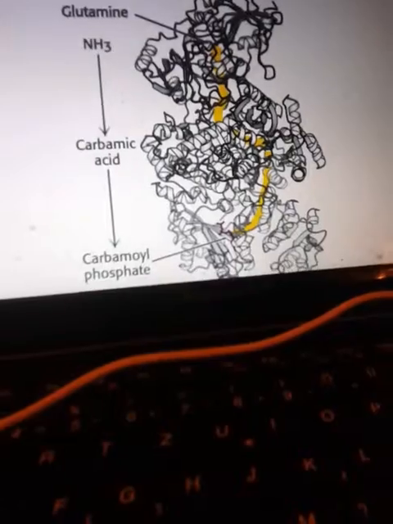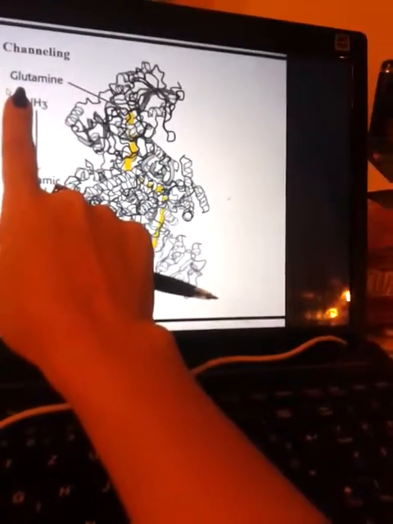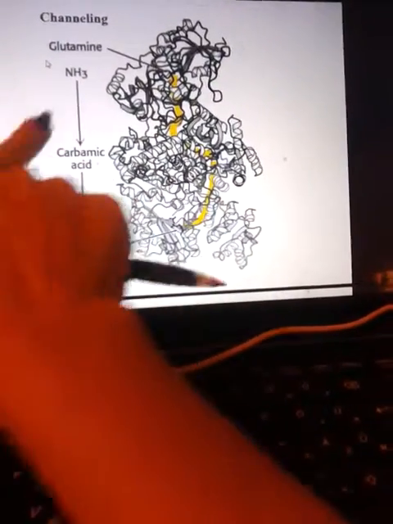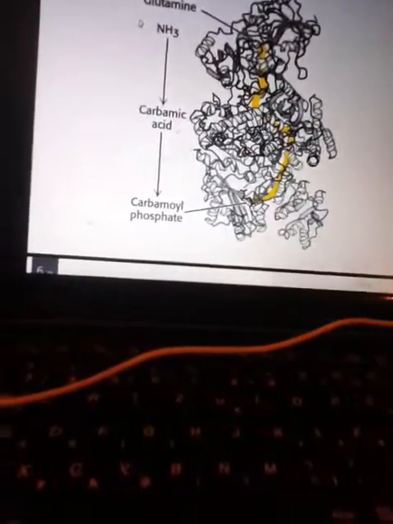Channeling glutamine. Glutamine has ammonia. For the ammonia transfer we need the glutamine to glutamate, and ammonia is coming to carbamic acid, and then finally we can produce carbamoyl phosphate on this enzyme. Want to explain the aspartate. By the help of the aspartate transcarbamylase produce N-carbamoyl aspartate.